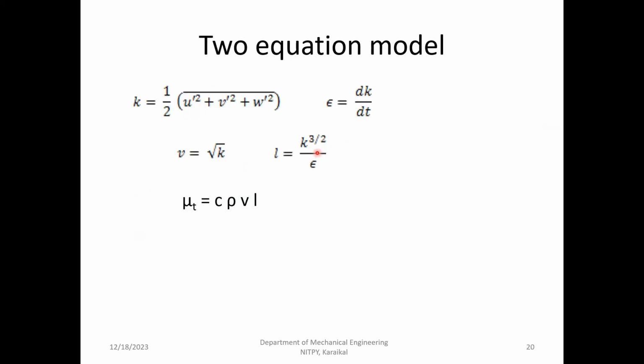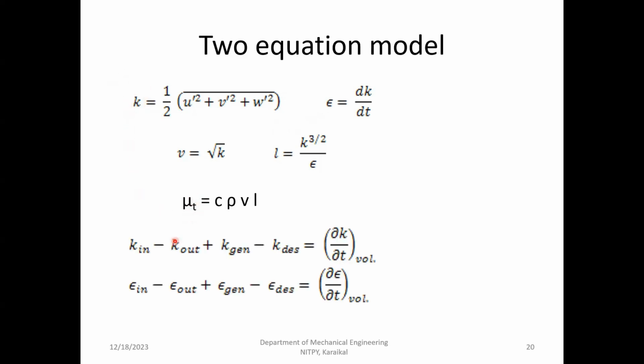Or you can have a two equation model. We can have turbulent kinetic energy K and dissipation of kinetic energy epsilon. We can use that to get the length scale and velocity scale and then substitute in this equation. So now we have additional parameters K and epsilon coming into the picture. That means you must solve for this K at every cell. K coming in minus K going out plus K generated minus K destroyed is going to be equal to the rate of change of K in that particular cell. This is what our equations are going to look like.